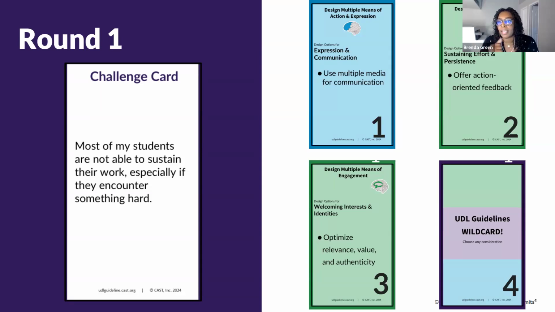The second one, sustaining effort and persistence. So offer action-oriented feedback, number 2. The third is welcoming interests and identities, and that's optimize relevance, value, and authenticity. And the fourth is a wild card, so you can choose any of the considerations on the guidelines to support this challenge. So I'll give you a second to think that through, and then we'll see. I'm eager to see what we come up with in the chat.